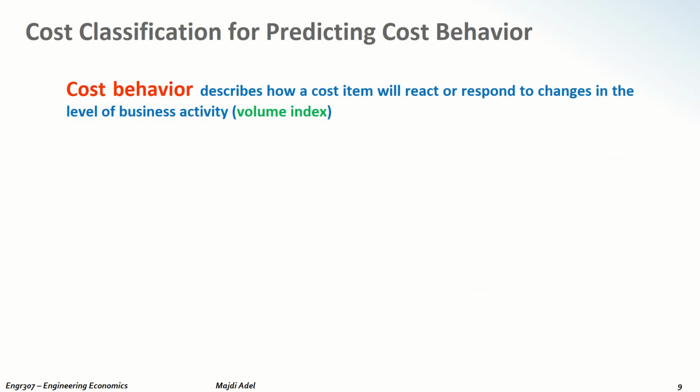Now we have also another classification. This classification is more relevant to decision making. The third classification is more related to the decision-making process, based on cost. We have what we call cost behavior. Cost behavior describes how cost changes with volume index.